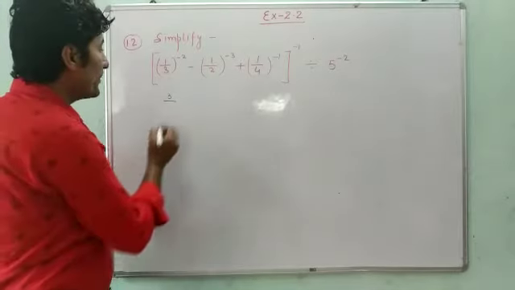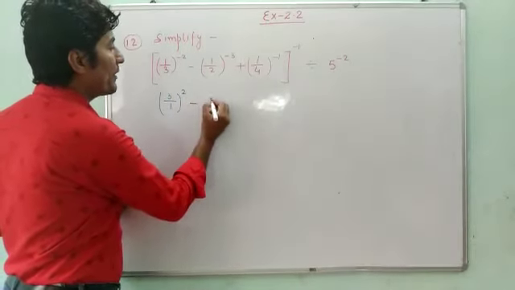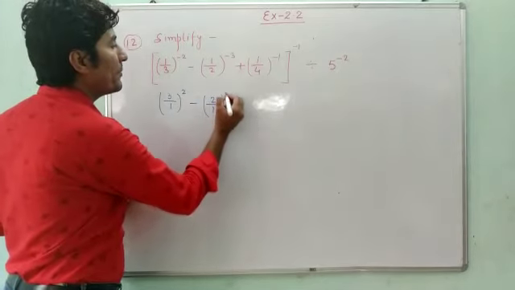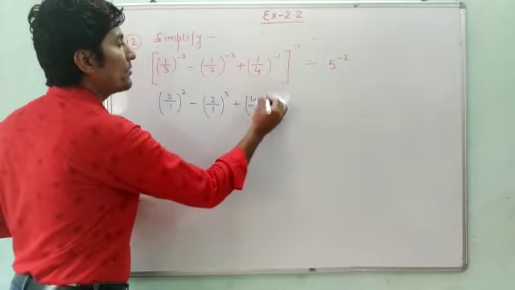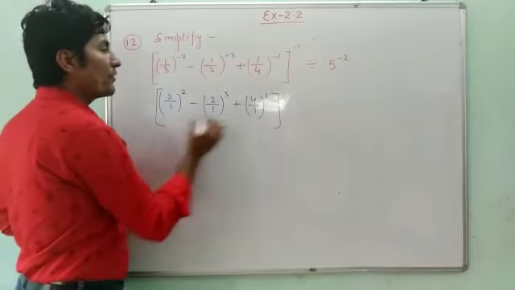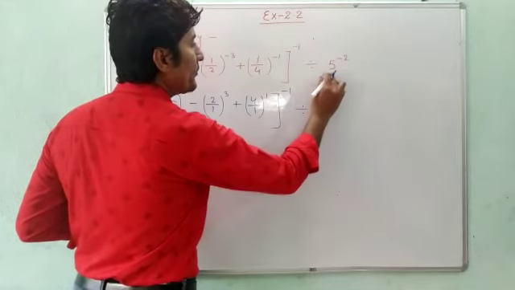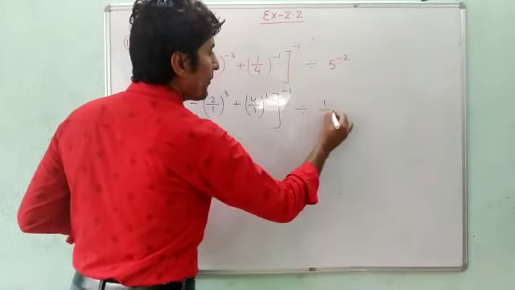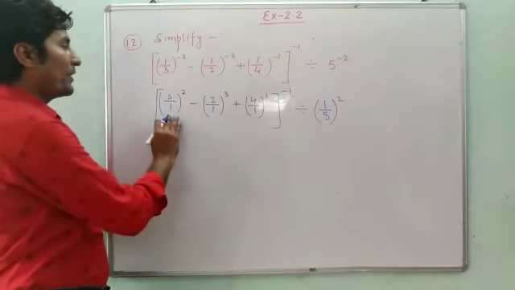Reciprocal of 1 upon 3 will be 3 upon 1. Exponent will be plus 2. Minus, here we can write 2 upon 1. Exponent will be plus 3. Plus 4 upon 1 and exponent will be equal to 1. 4 to the power minus 1 will be as it is. No change. Sign of division will be there. And here also we can convert this 5: 1 upon 5 and the exponent will be plus 2. Now we can evaluate this part.